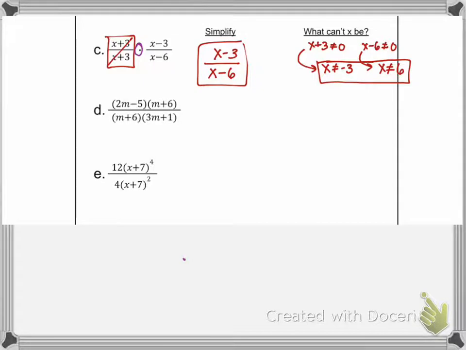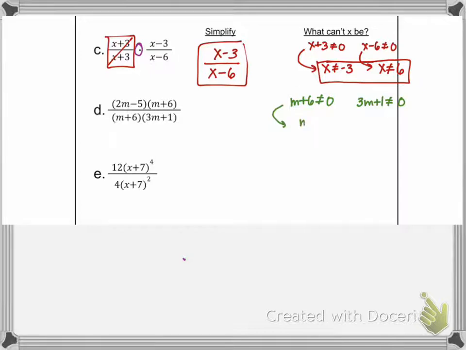Okay, good. I'm going to have you try part D. It's a similar idea to what we just did, except now we've just got one big old fraction. You're going to start with the what can't x be. Now, I'm going to start here with not x this time, m plus 6 cannot equal 0. So think to yourself, what value of m would make that whole expression equal 0?